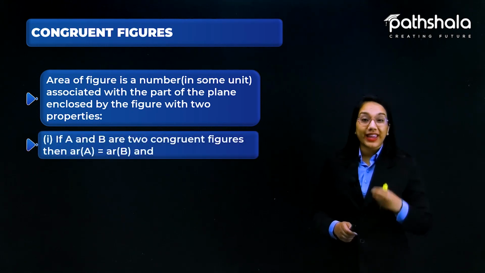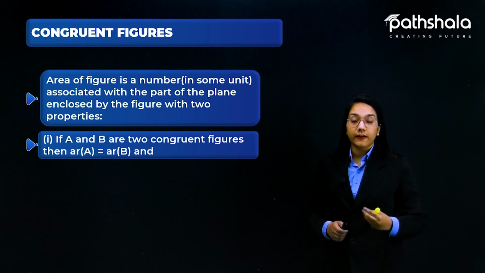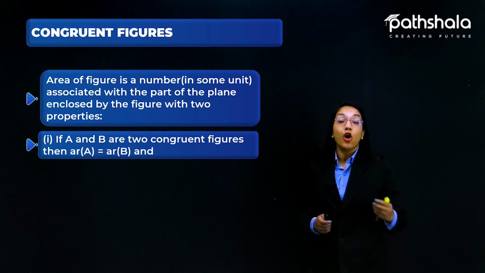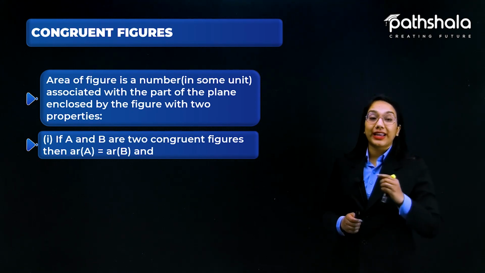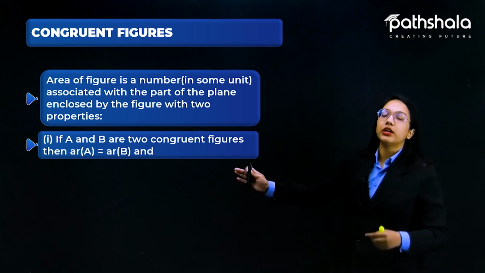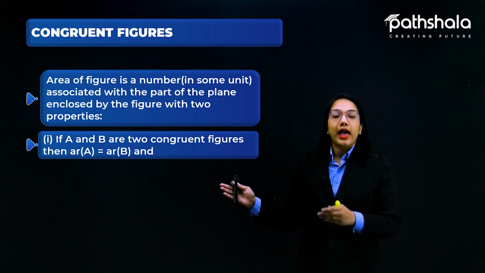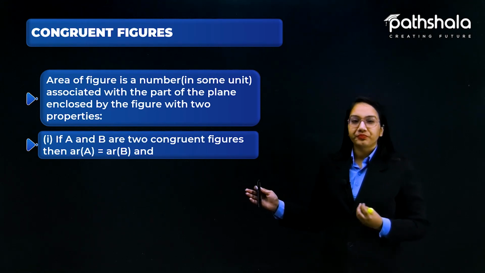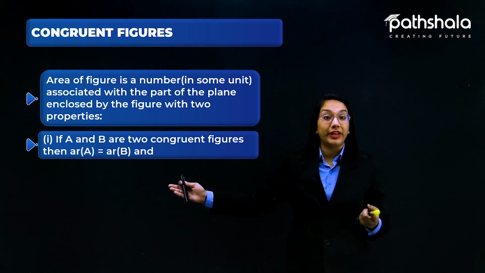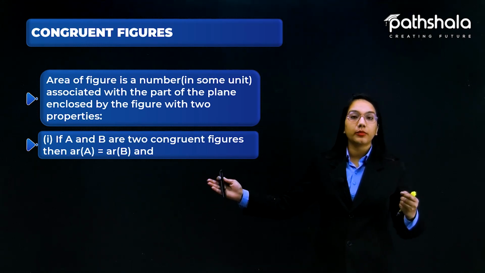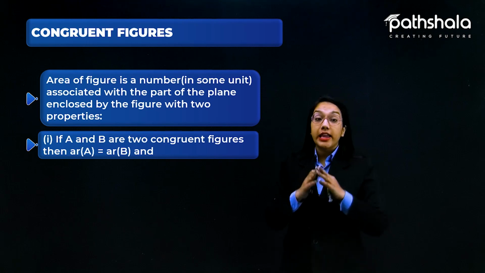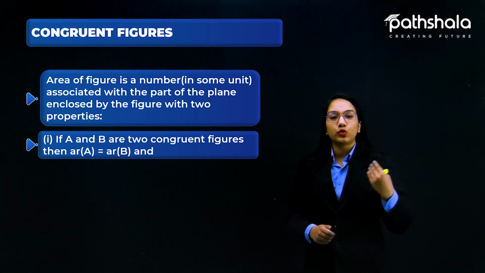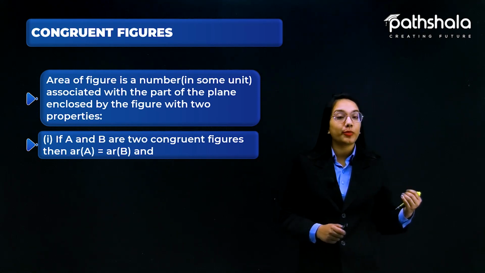First of all, if A and B are two congruent figures, then the area of A should always be equal to the area of B. Always remember, we write the area as ar. As you can see over here, area is represented by ar, and within the brackets, A is the congruent figure which we have taken. Furthermore, the area of B is the same as the area of A if we have two congruent figures. So always remember, whenever we have two congruent figures, their areas should be equal to each other.